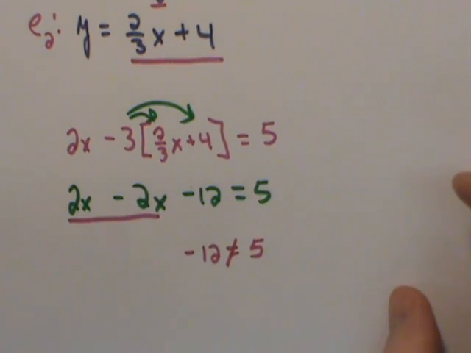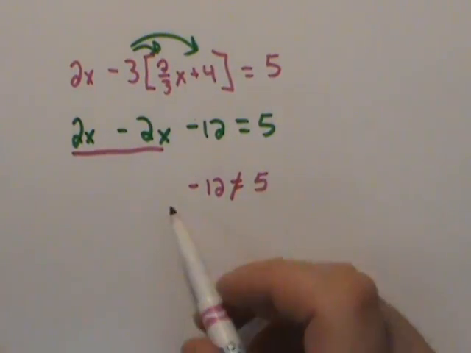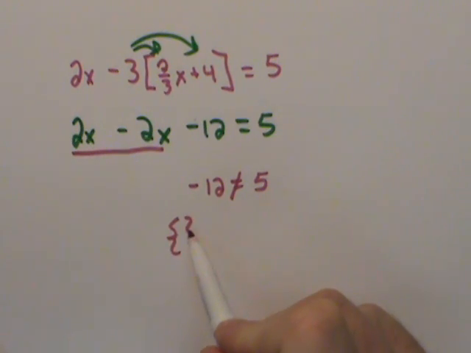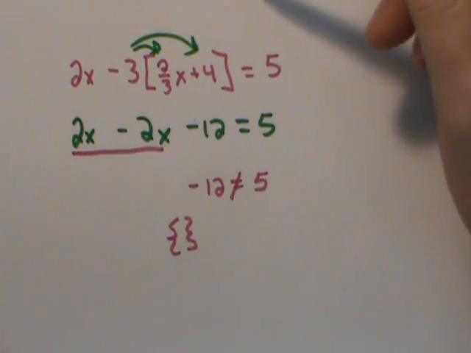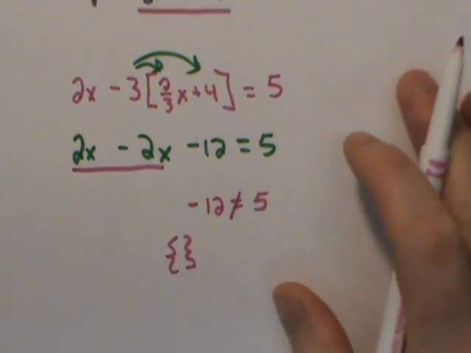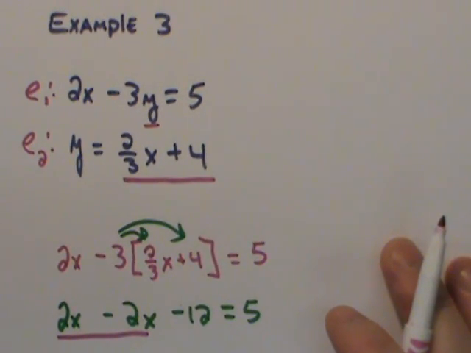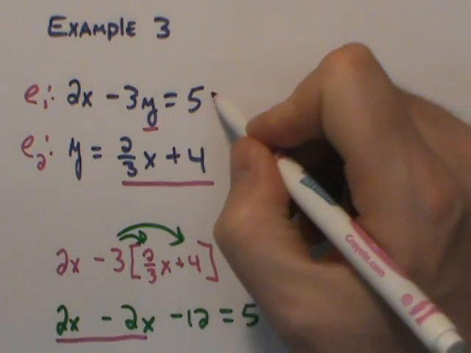And what do you do when you get a false statement? Your variables drop out, false statement. You answer empty set. In the context of solving systems of equations, what an empty set means is that those lines are parallel. And I kind of knew that from the get-go.